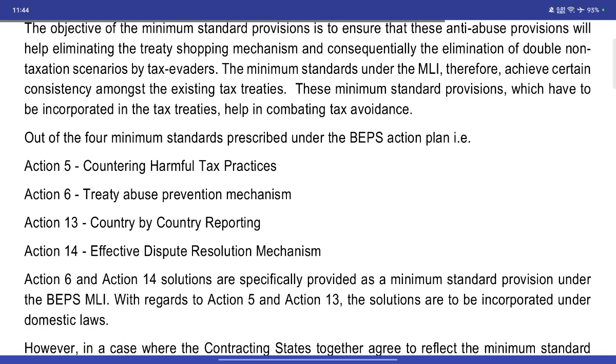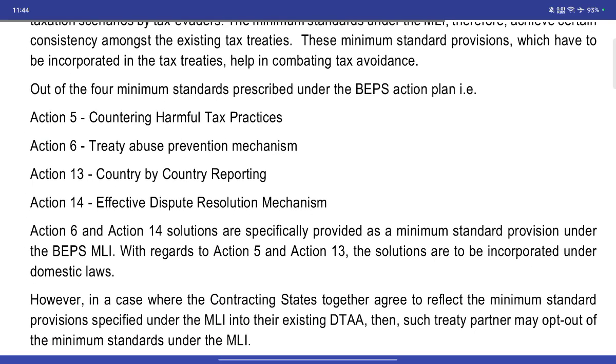Out of the four minimum standards prescribed in the BEPS action plan, that is Action 5, Action 6, Action 13, Action 14: Action 5, countering harmful tax practices. Action 6, treaty abuse prevention mechanism. Action 13, country by country reporting. Action 14, effective dispute resolution mechanism.